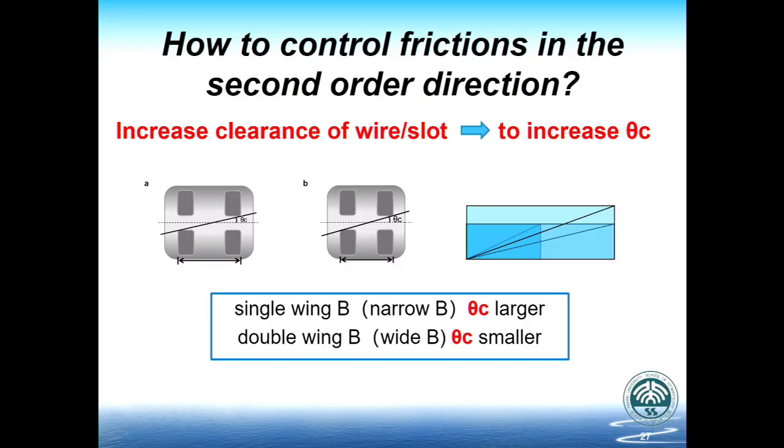What can we do to change this? We can increase the size of the archwire, or we can use a smaller archwire to adjust the clearance, to adjust theta C, to adjust the friction. That's the way.